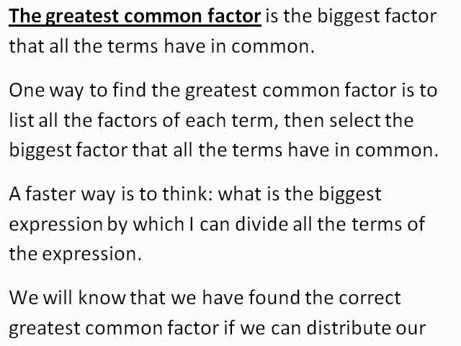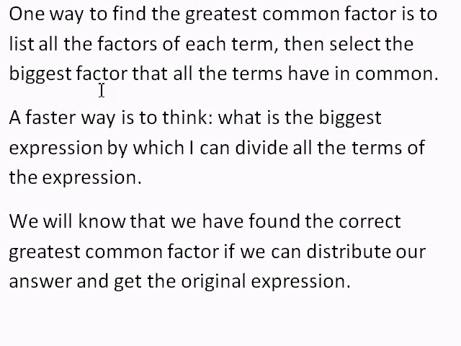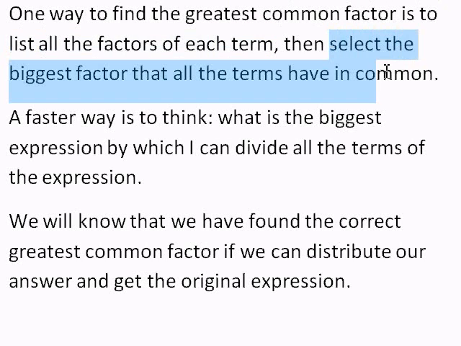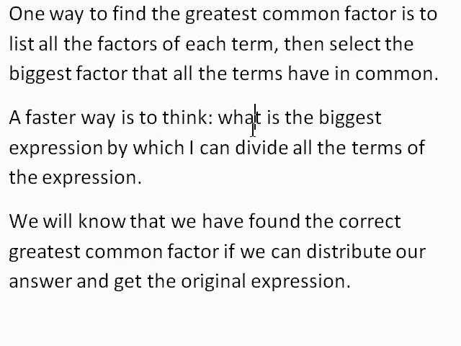Now we have a couple ways of finding that greatest common factor. One way is to list all the factors of every term, then select the biggest factor that all the terms have in common. A faster way is to think, what is the biggest expression by which I can divide all the terms of the expression? In other words, we'll think of factoring as division.